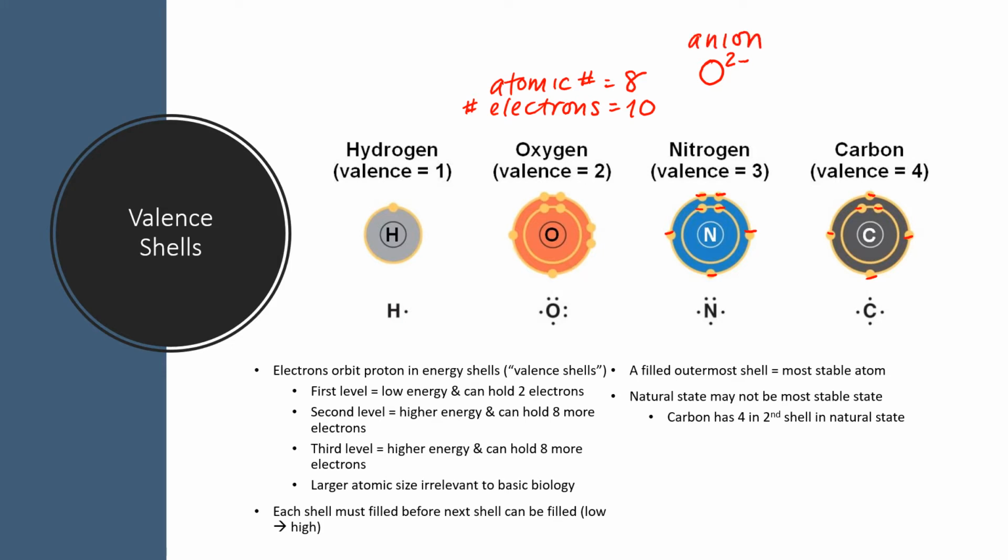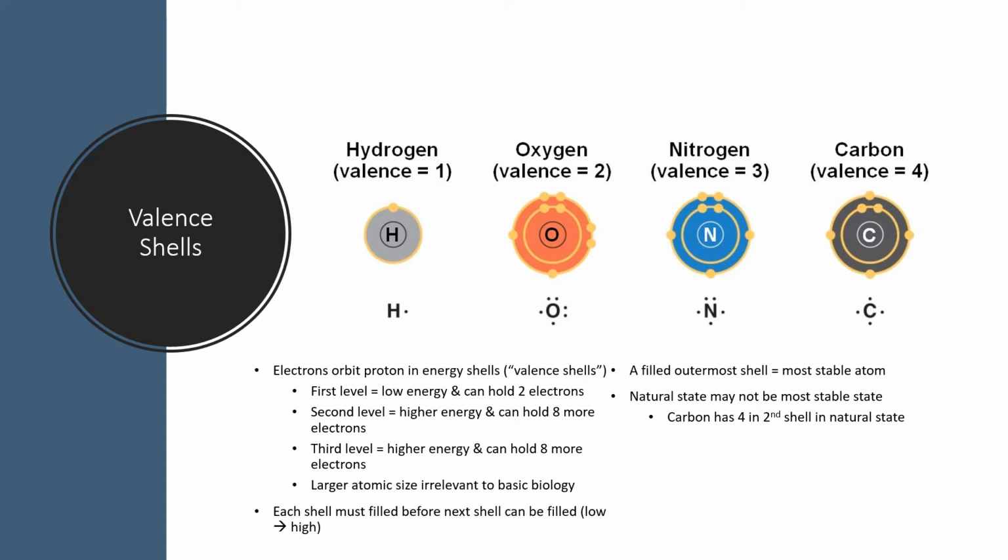Conversely, if for whatever reason you were to just get rid of this electron, you would end up with a cation of oxygen. Remember, cation is a loss of electrons, which makes it more positive. Adding electrons makes it an anion. It's more negative.